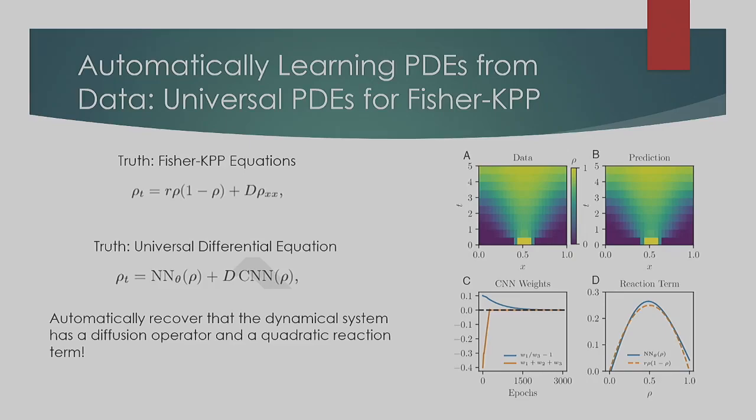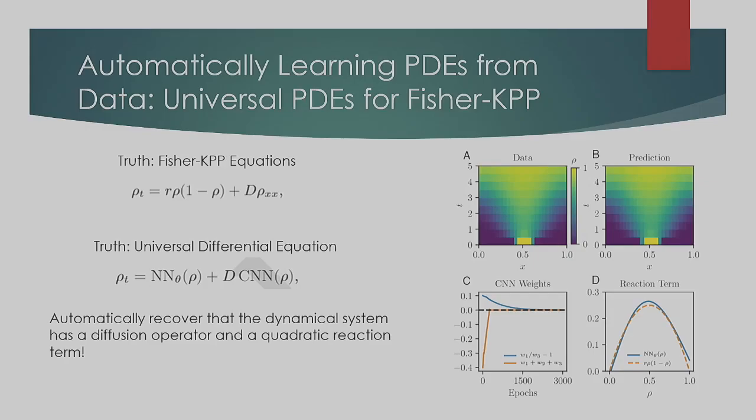And so that basically says that the convolution operation is something like x minus 2x, and so the only thing that can give you that kind of behavior, if you look at it as a physical system, would have been a diffusion operator. So you can directly look at the trained convolutional neural network here, and what it learns to be is a trained diffusion operator. And then what the reaction term learns to be is a quadratic.